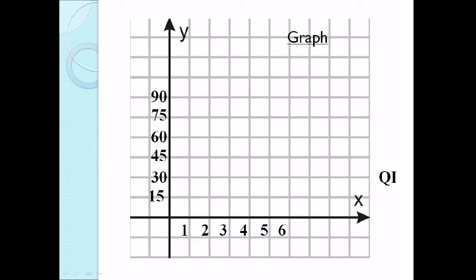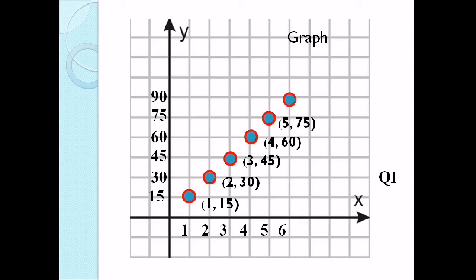For example, we're going to graph the given problem. That will be our first ordered pair, 1, 15. Meaning 1 minute, you have 15 liters of water wasted. Then you have 2, 30, 3, 45, 4, 60, 5, 75, and 6, 90. Niplot lang natin lahat ng given ordered pairs doon sa ating table kanina. And then we can connect the points. Kung mapapansin nyo, pwede pang mag-extend yung ating line.